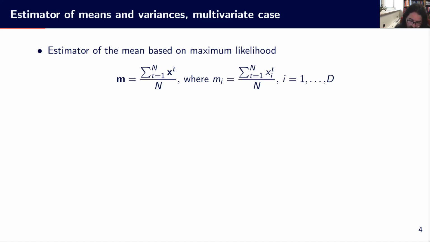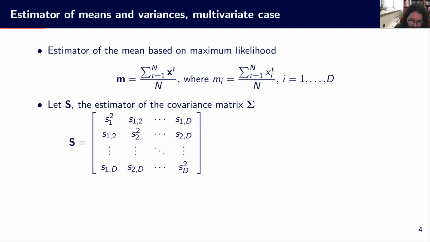We can also state this differently by defining each component of the m vector as mi, and mi corresponds to the sum of the xi^t from t equals 1 to n divided by n. This gives us the same thing.